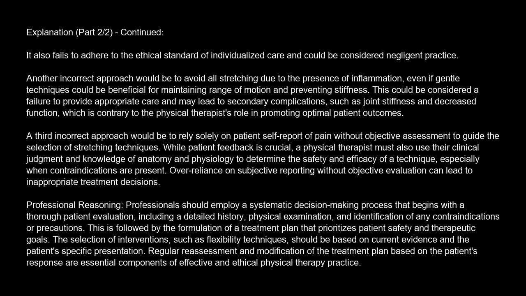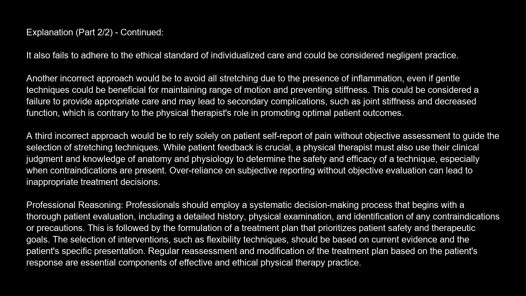Professional reasoning. Professionals should employ a systematic decision-making process that begins with a thorough patient evaluation, including a detailed history, physical examination, and identification of any contraindications or precautions. This is followed by the formulation of a treatment plan that prioritizes patient safety and therapeutic goals. The selection of interventions, such as flexibility techniques, should be based on current evidence and the patient's specific presentation. Regular reassessment and modification of the treatment plan based on the patient's response are essential components of effective and ethical physical therapy practice.